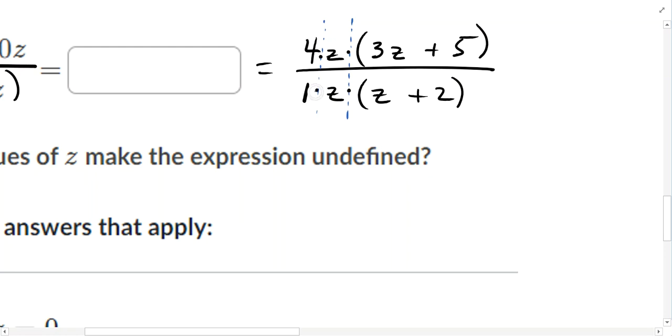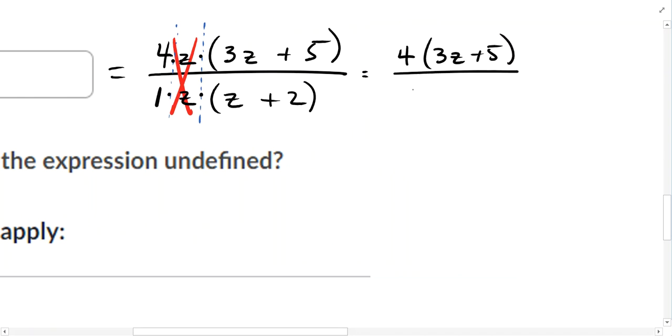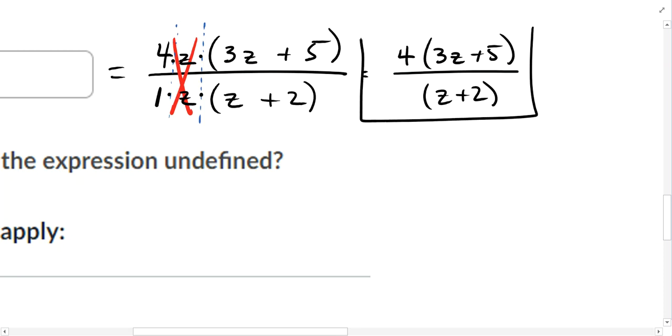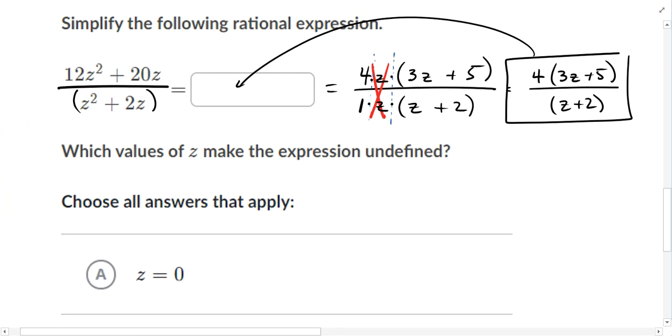I'll just use 1 as a placeholder. 1 times z is still just z. But doing it this way makes it really clear that the z's can cancel. They factor to the number 1. And we're finally left with 4 times 3z plus 5 over 1, which I don't need to write, times z plus 2. And I would argue that that's a good answer for the simplified form. That's what I would type in the text box.